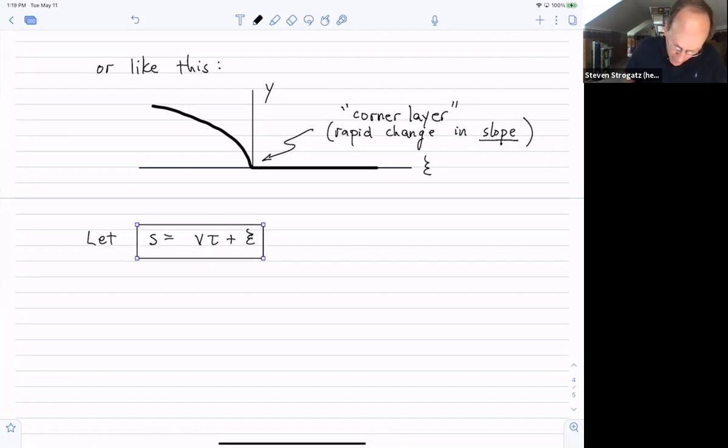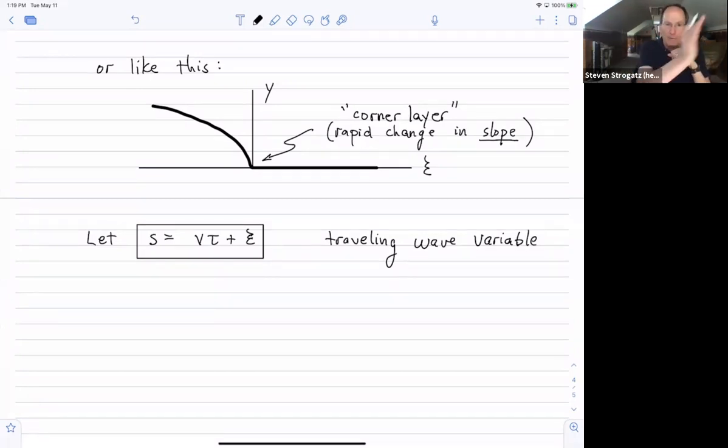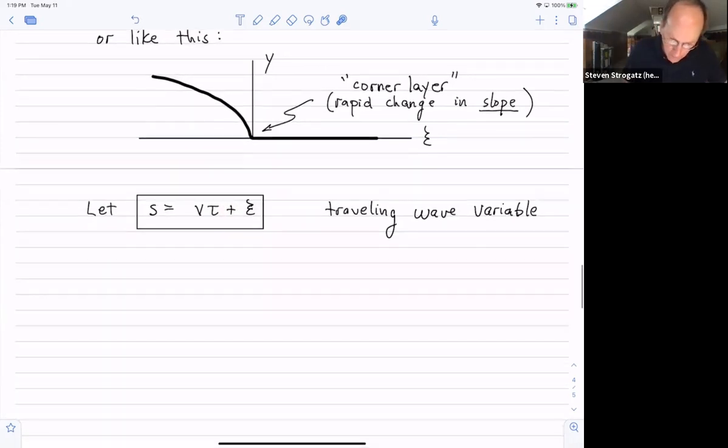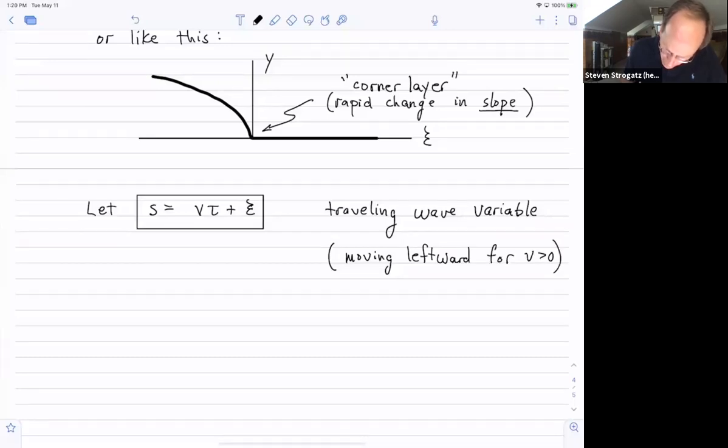So this is a traveling wave variable. That is, it corresponds to a reference frame moving to the left at speed V. And you can see it's moving to the left because of this plus sign right here. If it were xi minus V tau, it would be moving to the right. I'm thinking of V as a positive number. And so this is a wave variable for a wave traveling to the left, as we think from the picture it should be. So this is moving leftward when V is greater than zero.